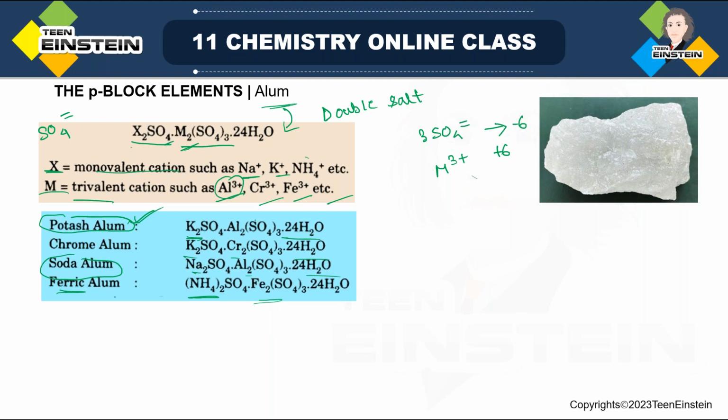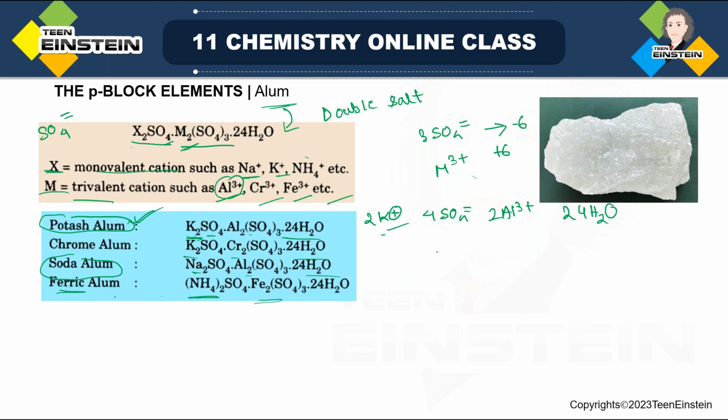Now if I write it, the total number of potassium is 2K plus, total number of sulfate is 1 and 3, 4 SO4, total number of aluminium 3 plus is 2Al3 plus, and there is 24 water. So I am writing it individually. When you dissolve it in water, it will show the properties of K plus, SO4 2 minus, Al3 plus.